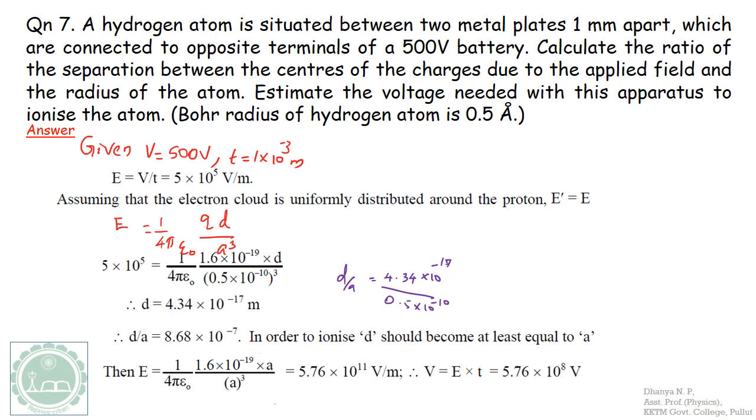Then the voltage V is equal to E into t, where t is equal to 1 into 10 raised to minus 3 meter. 5.76 into 10 raised to 11 into 10 raised to minus 3 will give 5.76 into 10 raised to 8 volt. This much of voltage is required to ionize the hydrogen atom.